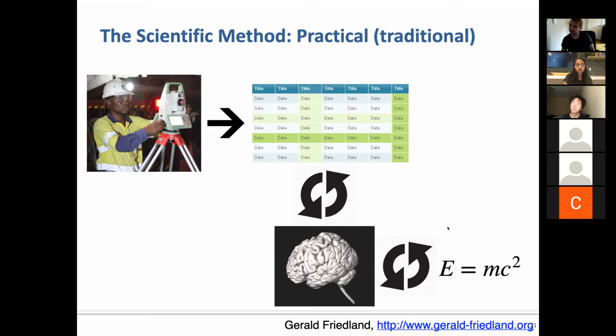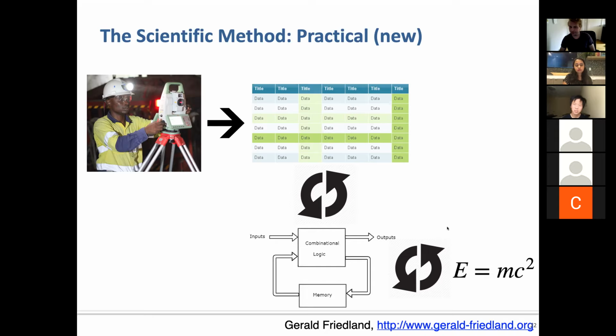Well, let's take a look at what we do in machine learning. We replace the brain with this. So, right? Inputs, some combinational logic with memory, and outputs, right? That's what we do. And then we hope that E equals MC squared comes out, right? Because we just said that we replaced the theory. Well, can we do that? Are we doing that? Well, right now, we're not.